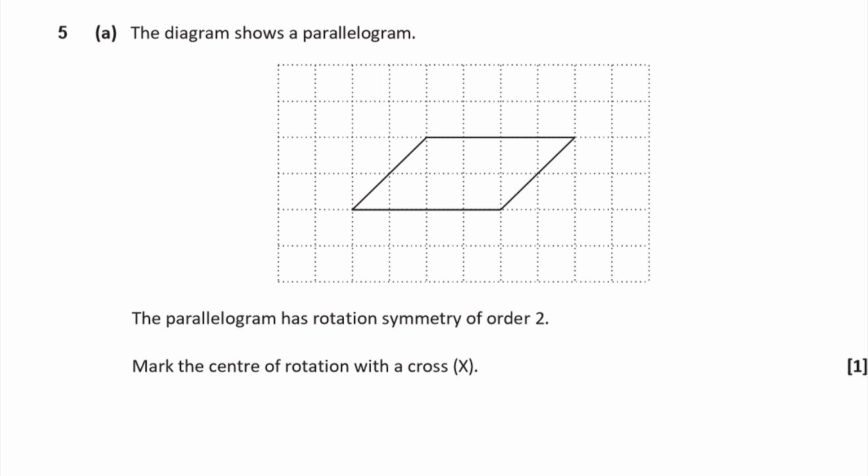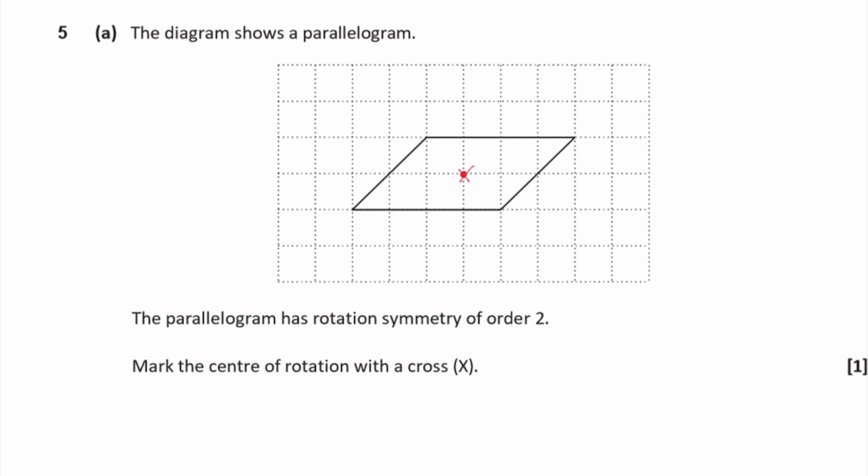5a, the diagram shows a parallelogram. The parallelogram has rotation symmetry of order 2. Mark the center of rotation with a cross, X. Okay, well I can see where it's basically the middle of the shape, isn't it? That's where we need to go. So if I was to mark the center, I can do it by sight really, that it goes there.